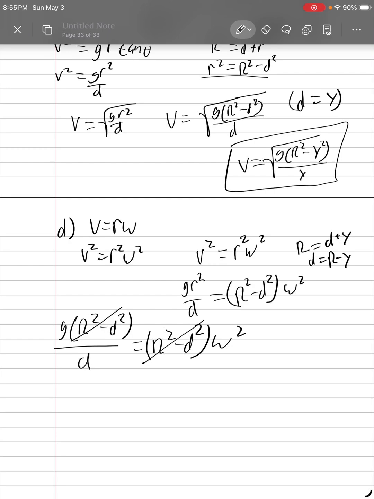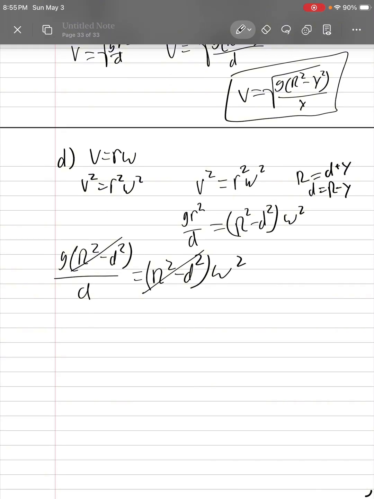And then from there, we're just going to have g over d is equal to omega squared, which is just omega is equal to the square root of g over d. And now we're going to use what we just found earlier: d is equal to R minus y. And we're going to substitute that in for d. So we're going to have omega is equal to the square root of g over R minus y.